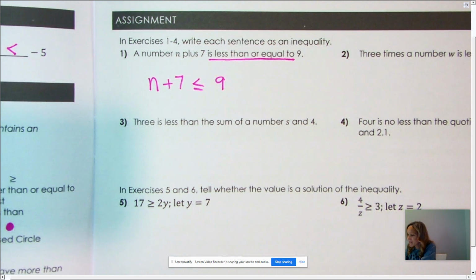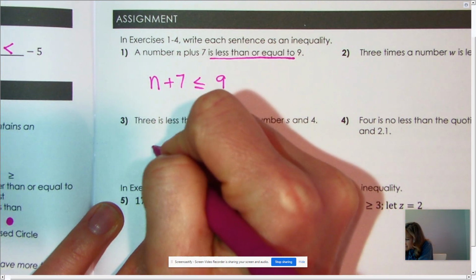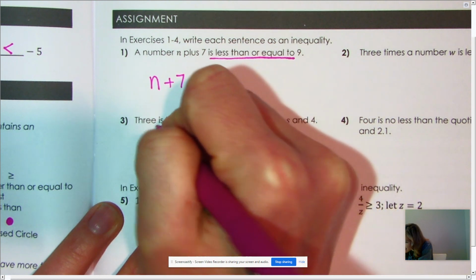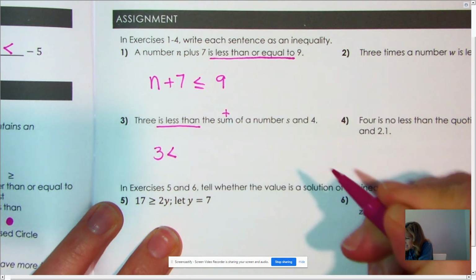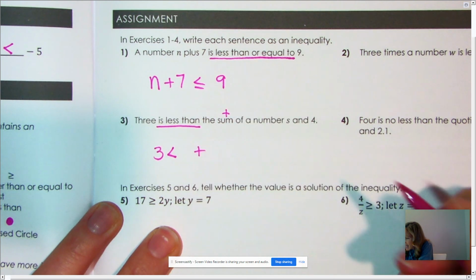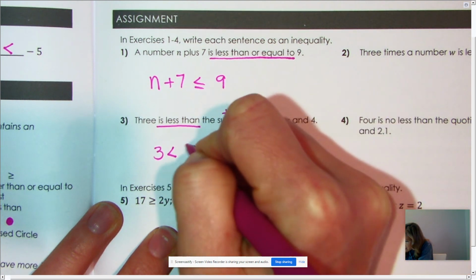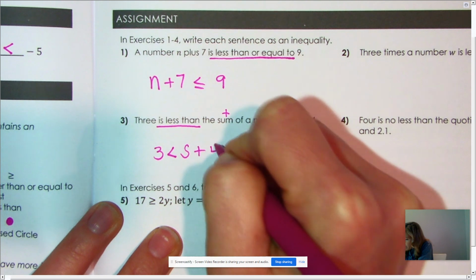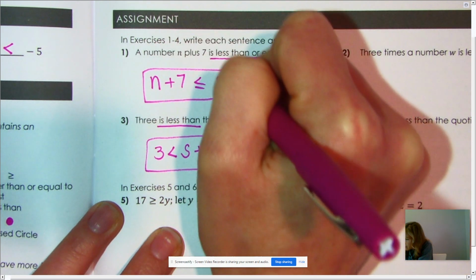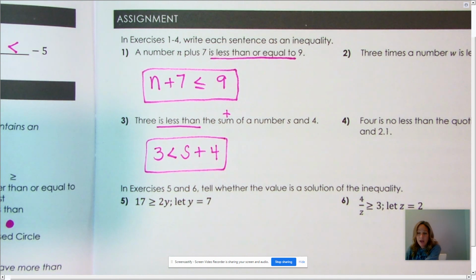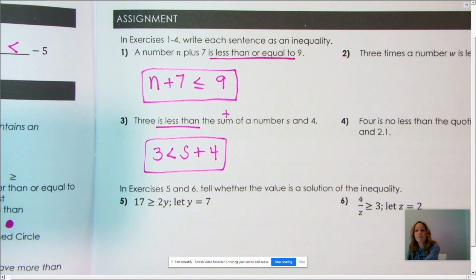Okay, question number 3. 3 is less than the sum. Remember, sum just means add. So what things am I adding? I'm adding a number S and I'm adding 4. That's it. I'll put a box around this one too. Those are our answers. We're going to skip number 4. I want you guys to try that one on your own.